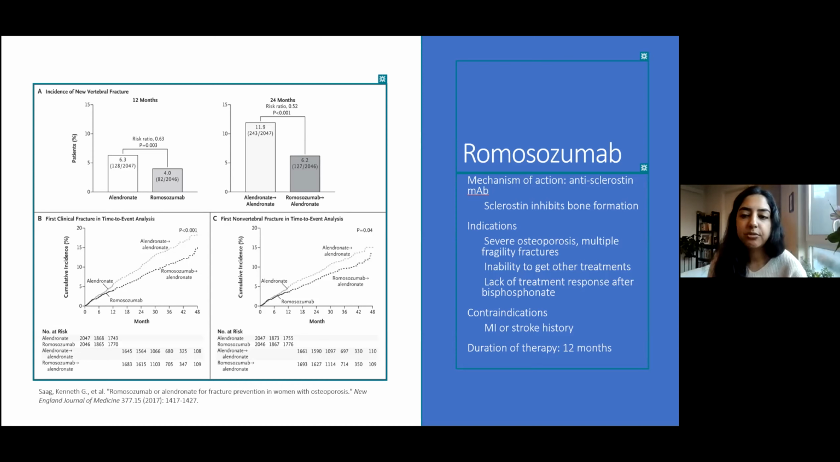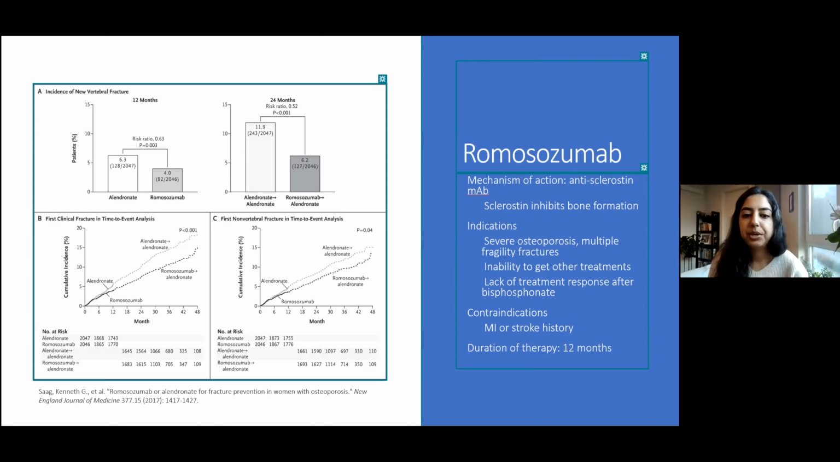The indications for romosozumab right now are women with severe osteoporosis or multiple fragility fractures, not a good candidate for other treatments, or lack of treatment response after bisphosphonate. So this goes back to your woman who you put on a bisphosphonate for 5 years, you got a completion DEXA that shows that they didn't really respond or they still have very severe osteoporosis, you can consider referring them to romosozumab.